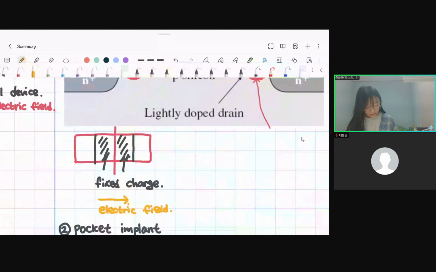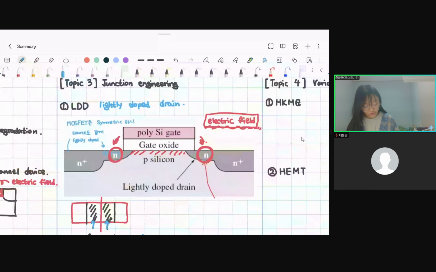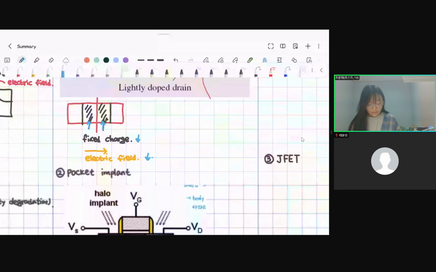But when we dope lightly, the fixed charge remains lower, so the electric field is also lower. So by using the LDD junction engineering, we can reduce the short channel effect. The second thing is pocket implant.